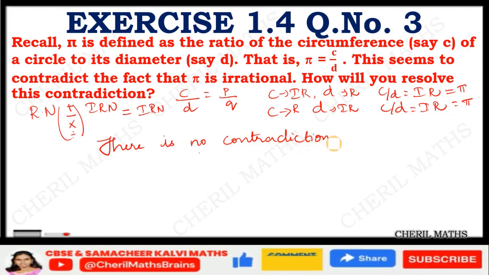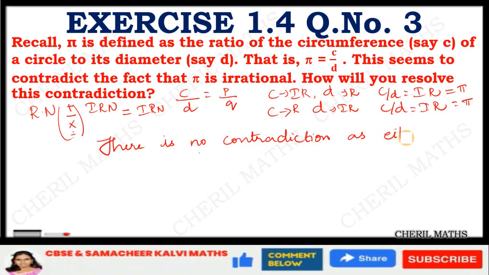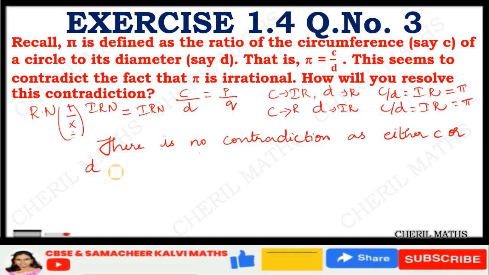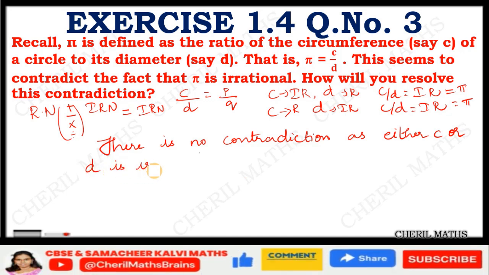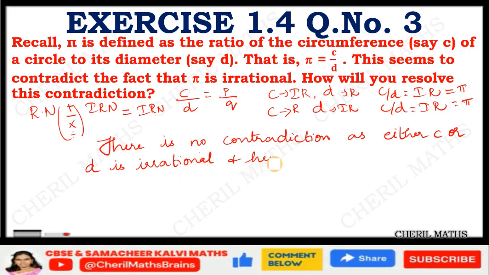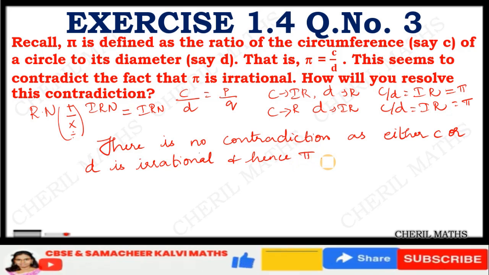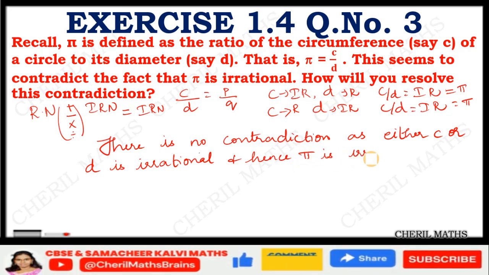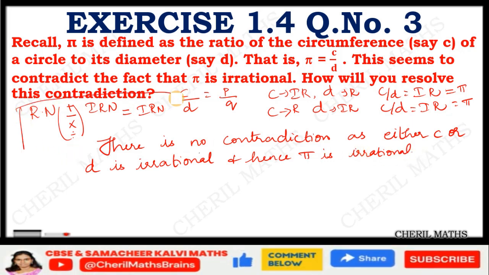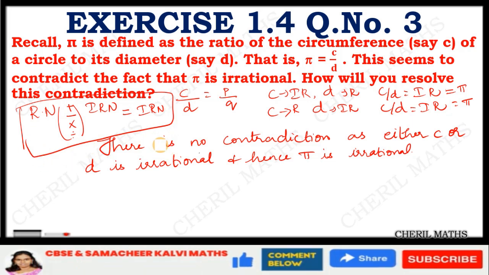There is no contradiction, as either C or D is irrational, and hence pi is irrational. Is it clear, children? This is because of this relationship. What we learned previously is because of this only.